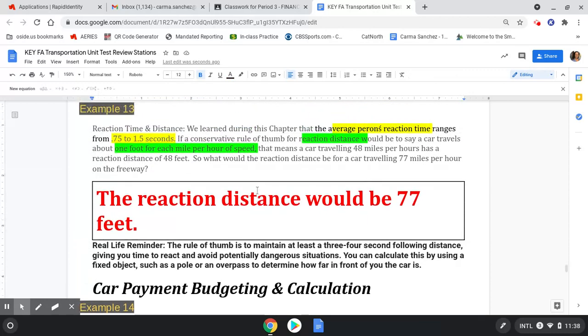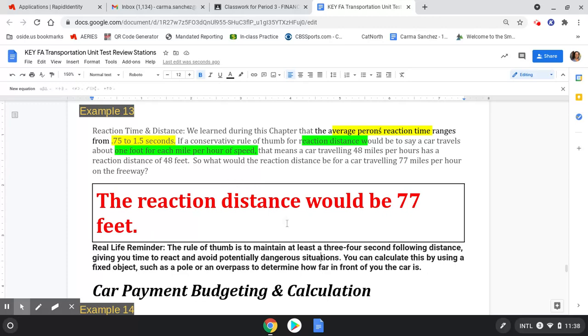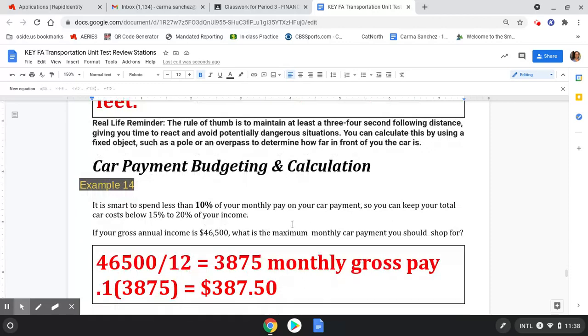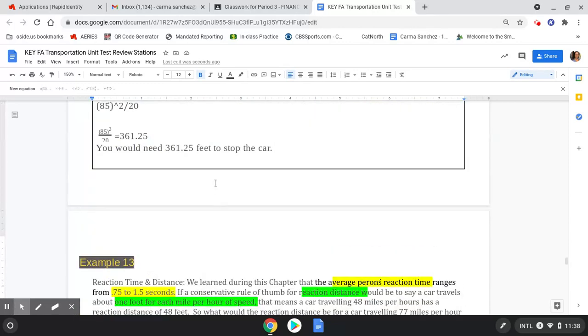Let's be safe, people. No need to rush, no need to tailgate people. Stay far enough behind other people so you don't get in an accident, okay? That's the end of our review. We're all done. How'd you do?